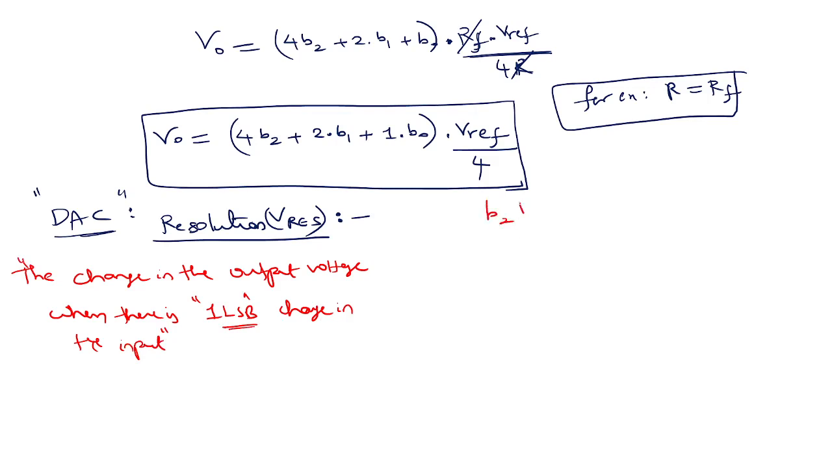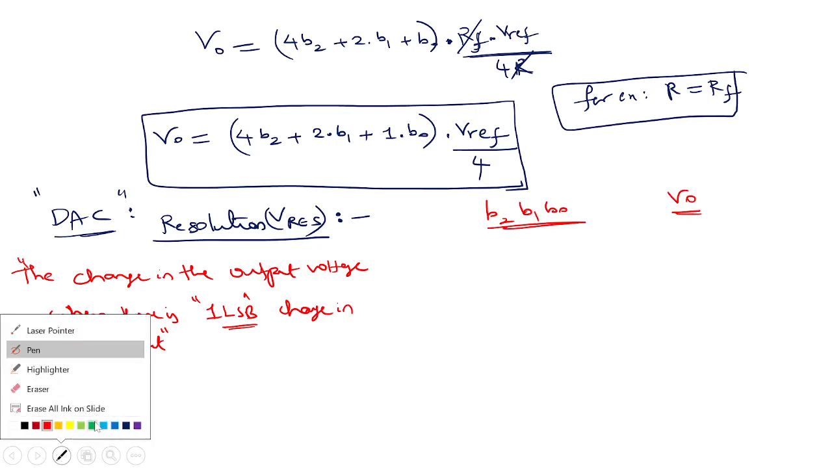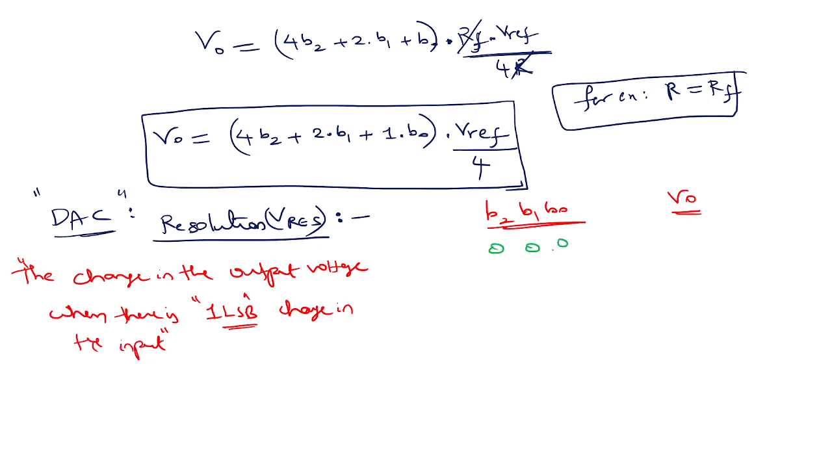We'll see. We have B2, B1, B0. Accordingly, you have V0, and you know the governing equation. So you have the possible combinations of B2, B1, B0: 000, 001, 010, 011, 100, 101, 110, 111, correct? 8 combinations. Now, 000 means what? If you put B2, B1, B0 as 000, then the output will become 0 because all are zeros. Now, if you make it 1, then what will happen?